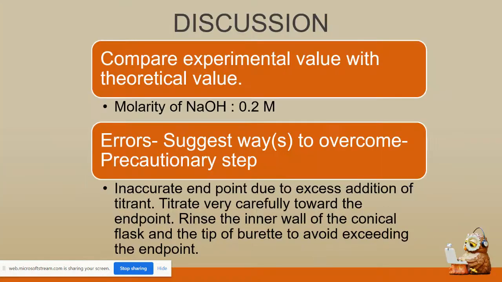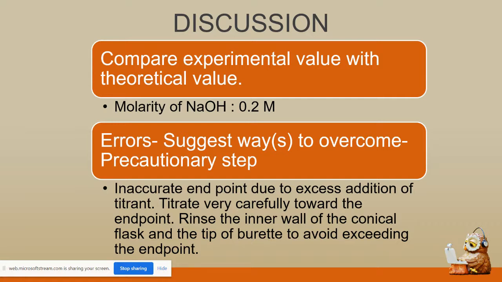Either one is fine. And finally, for the discussion, as usual, you need to compare the experimental value with the theoretical value. And in this case, the theoretical value for NaOH is 0.2 molar. And again, in your discussion, you have to state the errors.